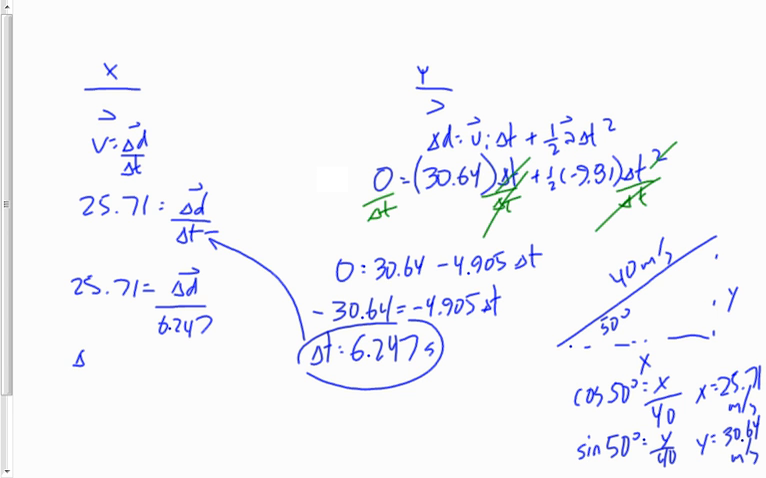So delta D ends up being equal to 25.71 times 6.247. What do you get? 150 something? 160? 160.6 meters. Okay, that's not our final answer, but man, we're close. Now it's like a grade 3 problem. We got to say 170 minus 160.6, 9.4.